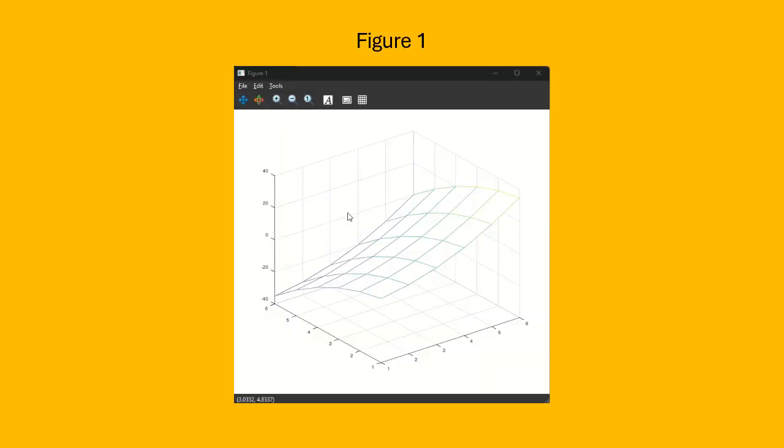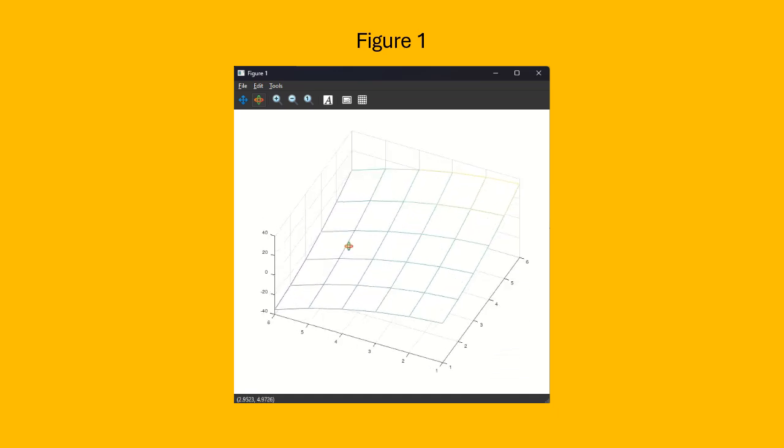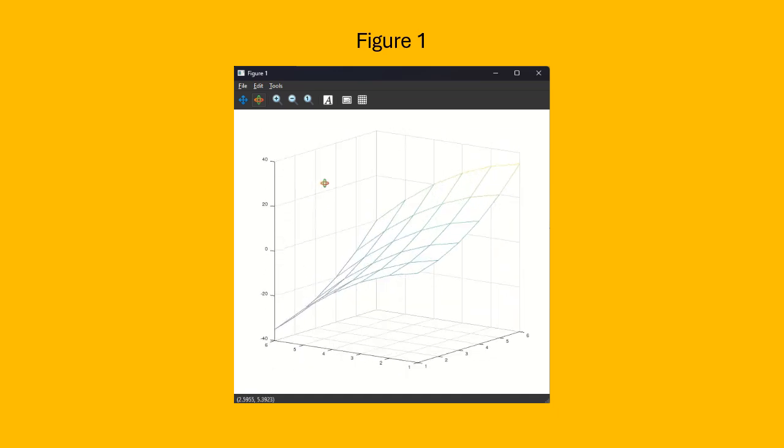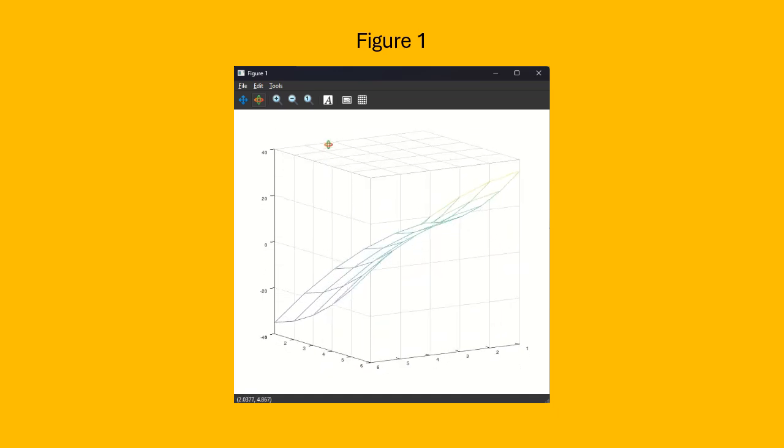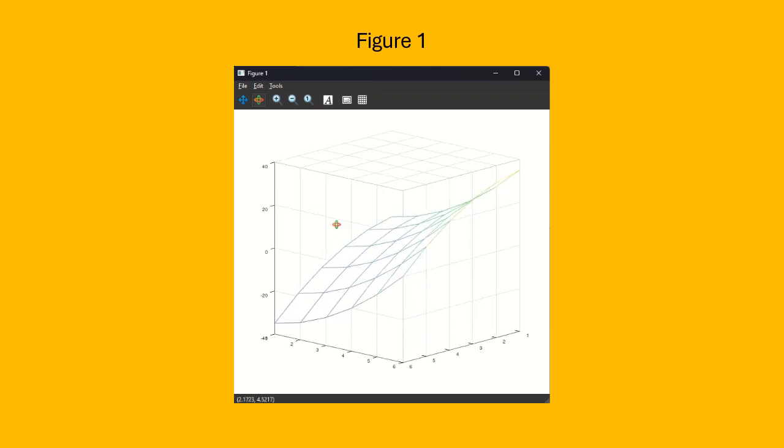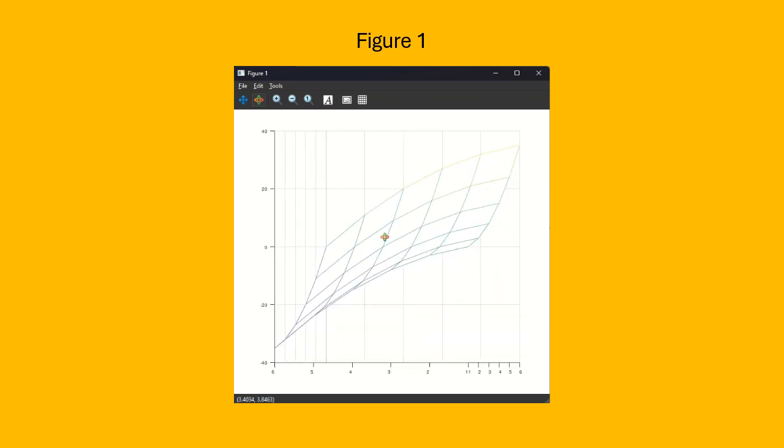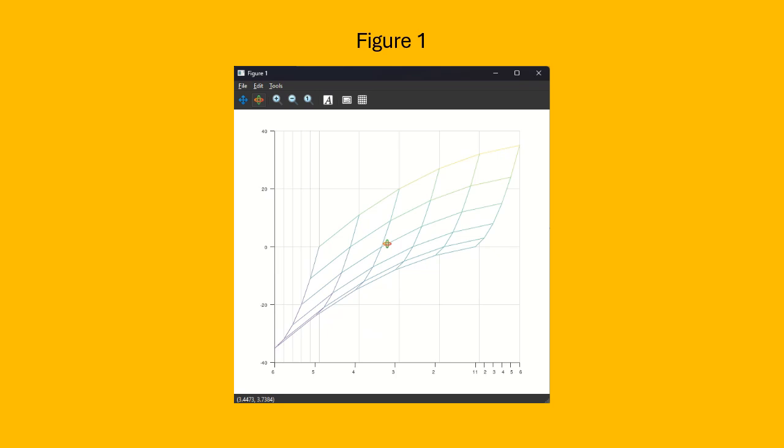This is the mesh stored in figure 1. We can rotate this a little bit if we want to see other views of it. Perhaps this is the easiest to see. On the y-axis here is 0, and we do have some places on this graph where the height is 0. But this is the correct graph of the function that we were looking at.